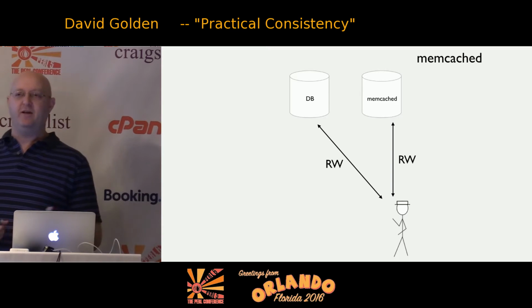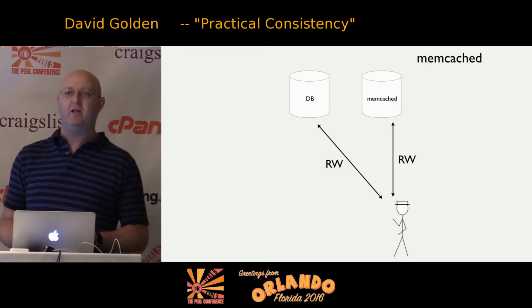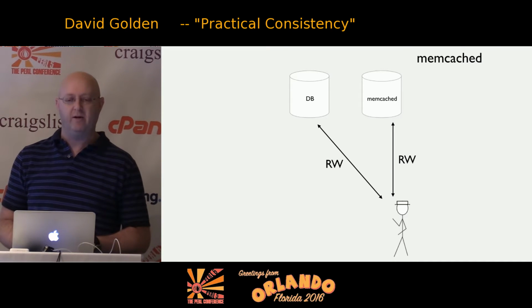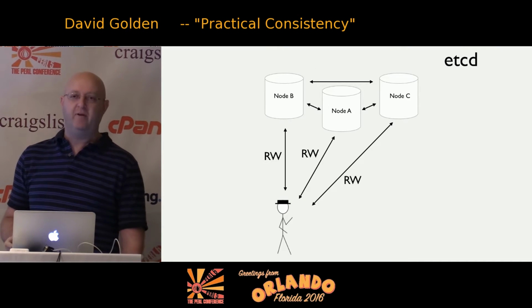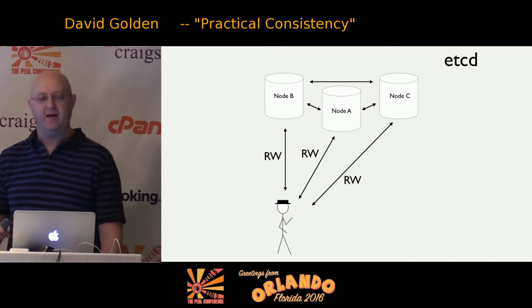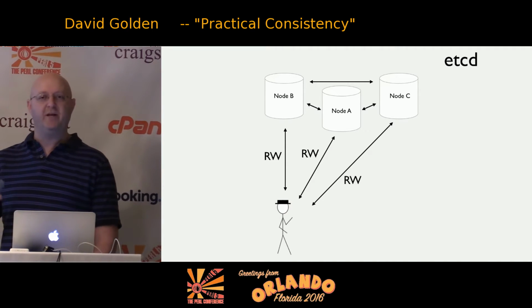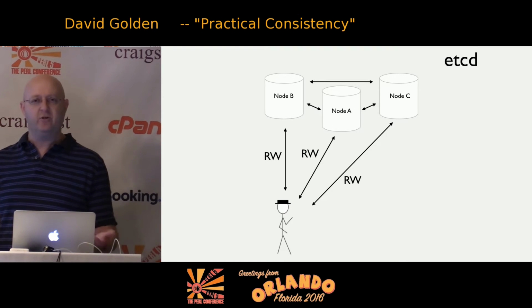So memcached with a database is another form of a distributed system, and here the client reads and writes to both of them, and we'll come back to what the implications of that are later on. Here's another example of a distributed system, etcd. Etcd is a distributed reliable key value store. It's used for synchronizing configuration across Docker clusters and things like that. It works where the client can read or write to any node, and the nodes synchronize all of that amongst themselves. And that has certain implications.